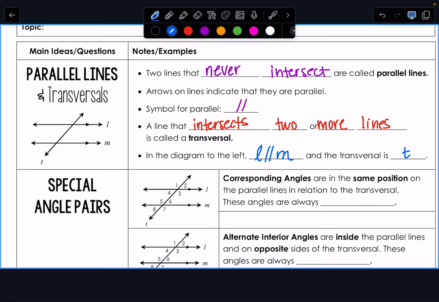When this happens, there are 8 different angles we can talk about. So we can talk about 1, 2, 3, 4 angles right there, and 1, 2, 3, 4 angles right there. Those are the 8 angles we're going to work with today. Okay, so our goal today is to know the vocabulary that goes with them, along with which ones are congruent, which ones are supplementary, what the different angle relationships are.